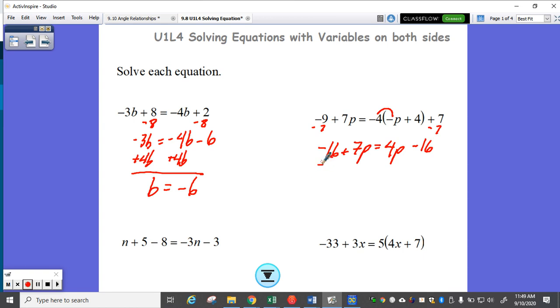So let's just go ahead and move this 16 over. So plus 16, plus 16, and that gives me 7p equals 4p. What now? Well, same thing. We're still going to go ahead and move the p's to one side. So subtract the 4p. And so 7p minus 4p is 3p equals, when 4p minus 4p is 0. And when I divide this 3 to both sides, p will equal 0.